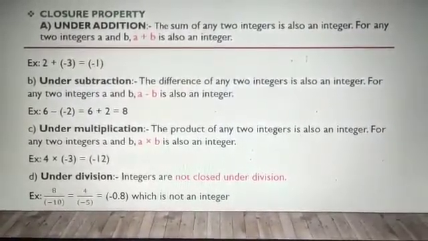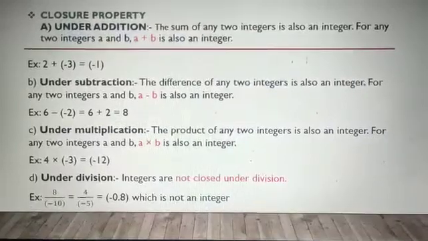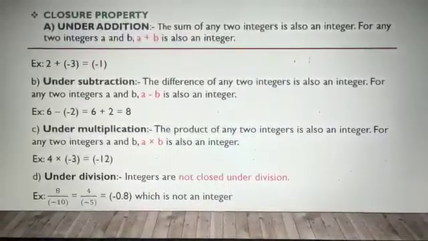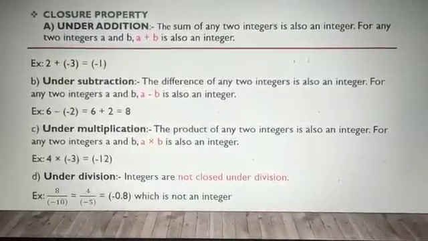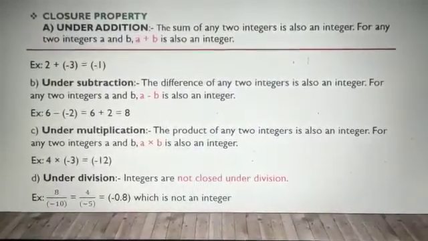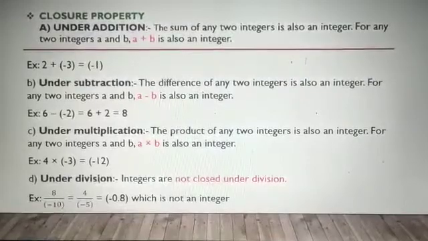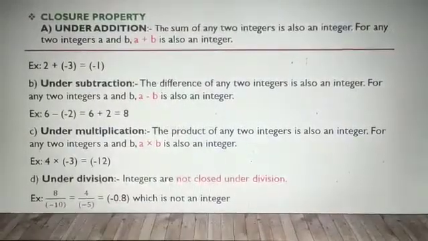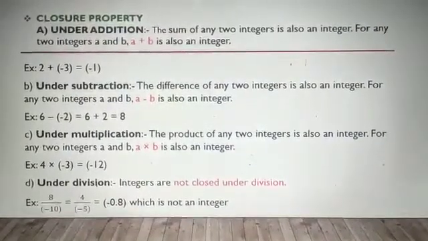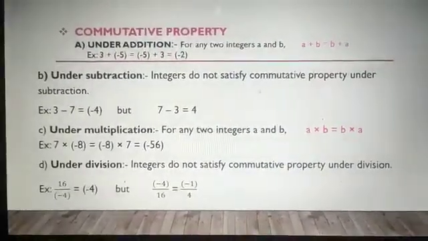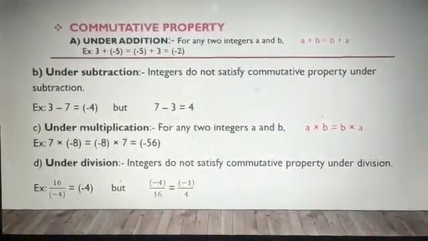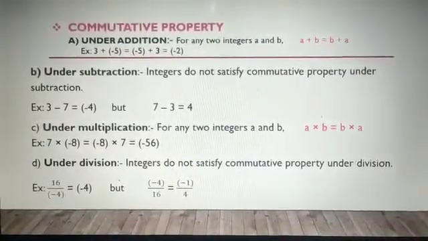Now under division, closure property does not hold under division. Why? Let's take an example. When we divide 8 by minus 10, we get our answer as minus 0.8 after simplification, which is not an integer. Now the second property is commutative property under addition.